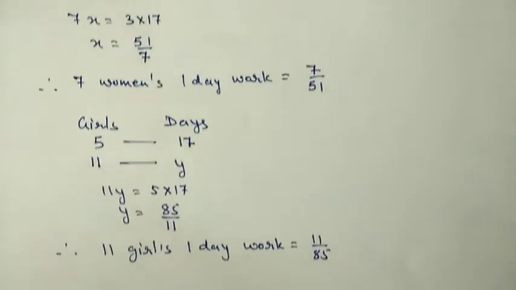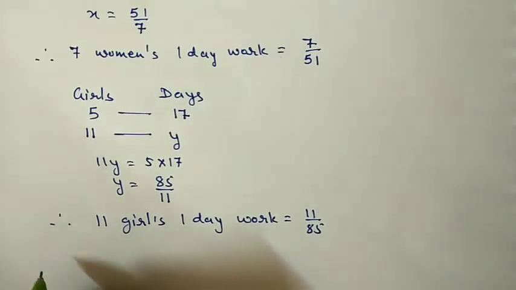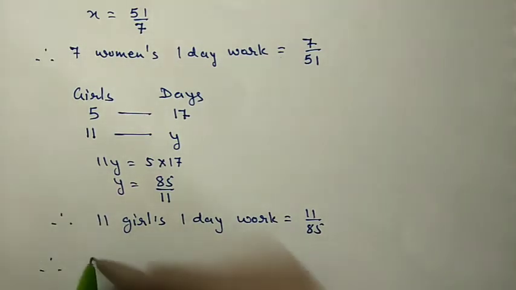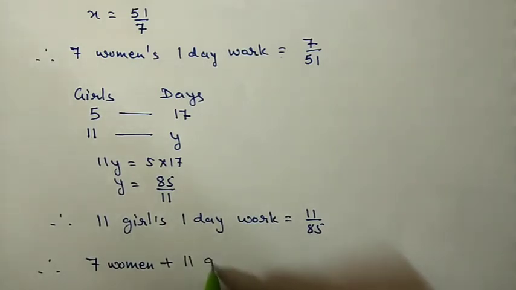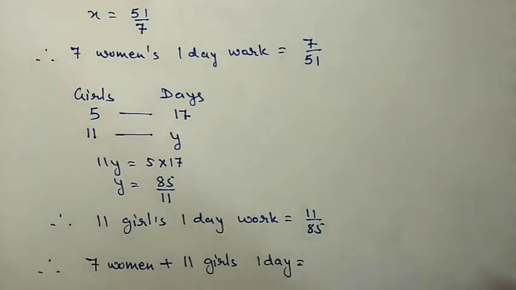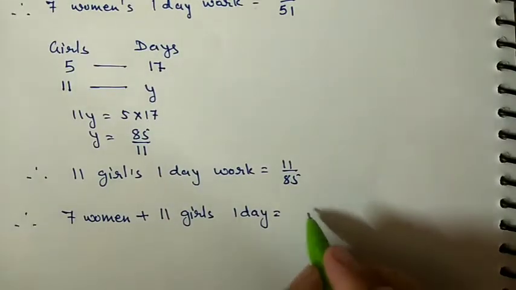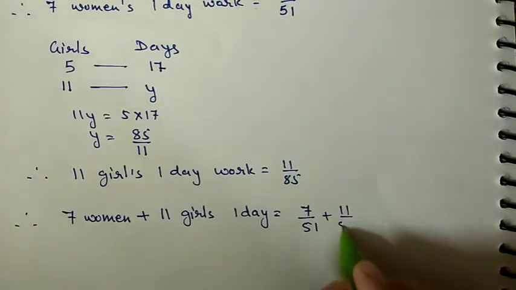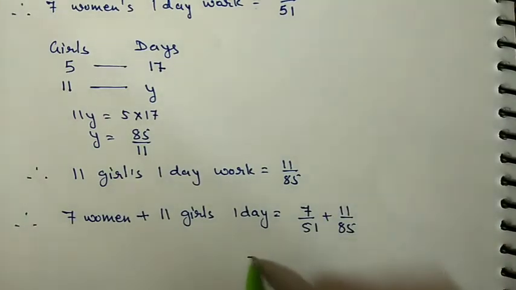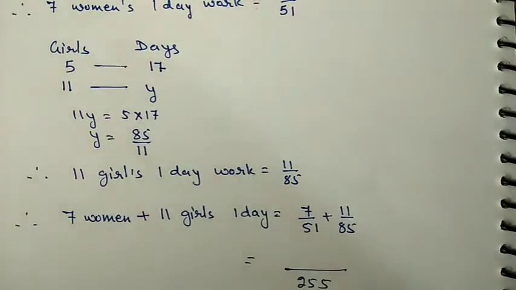Now we can join it together. So 7 women and 11 girls' one day work will be 7 by 51 plus 11 by 85. Take LCM for both the numbers. LCM we will get here 255.